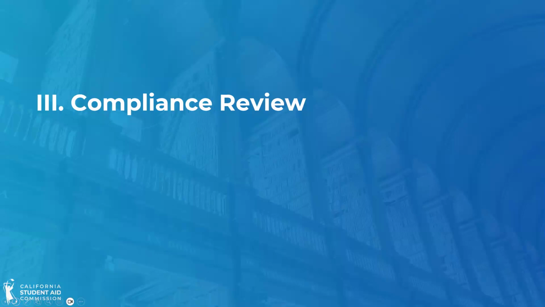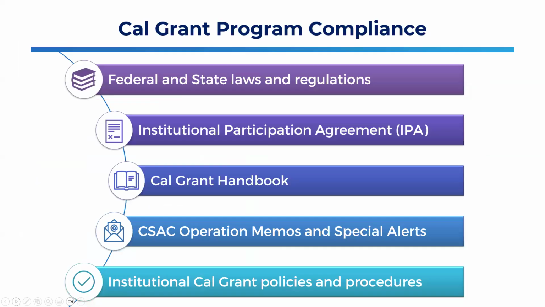So let's look at the compliance review next. As I mentioned, schools will be selected for an audit to make sure that we're all in compliance with federal and state laws and regulations, as well as that institutional participation agreement, even the Cal Grant Handbook, our operations memos and special alerts. These are all ways that we get that information to our campuses on how to administer the Cal Grant. So we want to make sure that our policies, our procedures are in compliance with these statutes.